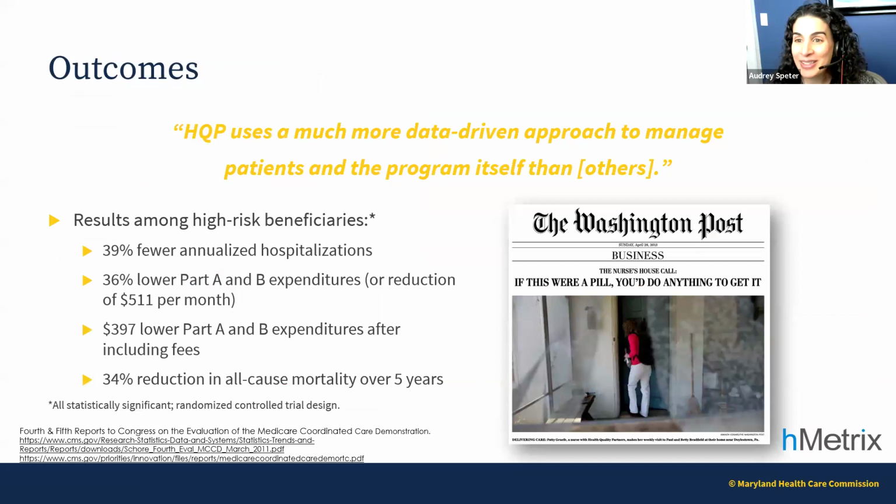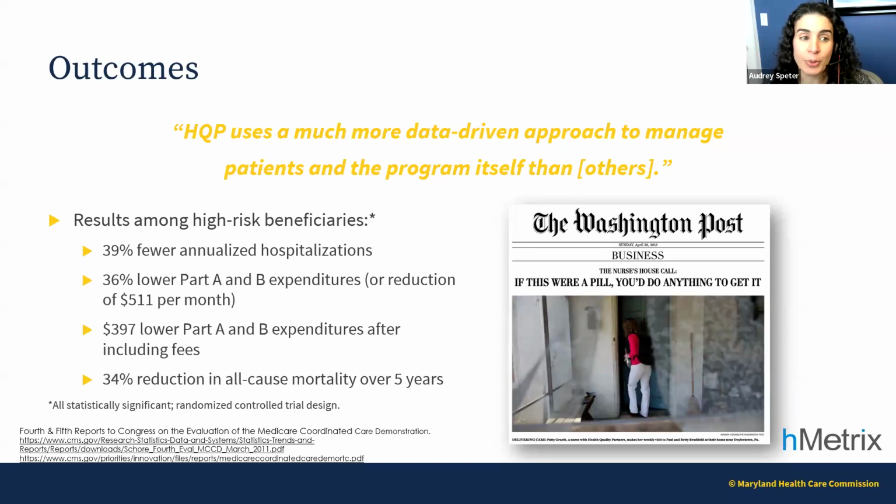So let's look at outcomes. I want to draw your attention to the Washington Post article on the slide here, and this is really the quintessential sentence that people think about who are familiar with HQP. Washington Post released an article with the headline of this: "If this were a pill, you'd do anything to get it." It was really identified as kind of the bellwether initiative that was able to use data to produce outcomes over this population. So Mathematica found that HQP uses a much more data-driven approach to manage patients in the program itself than the other MCCD participants.